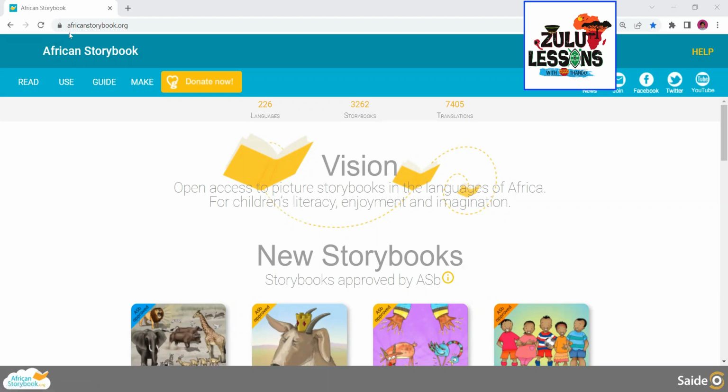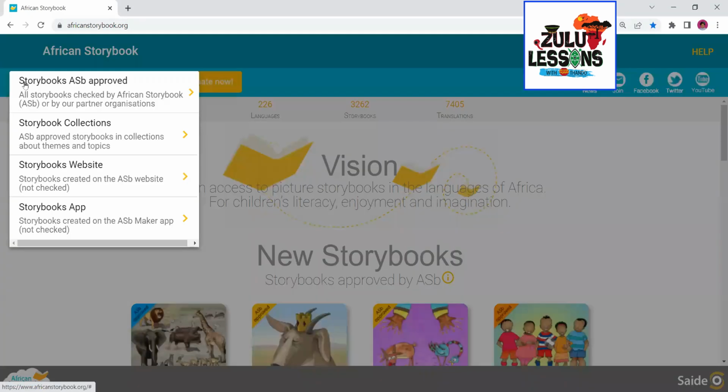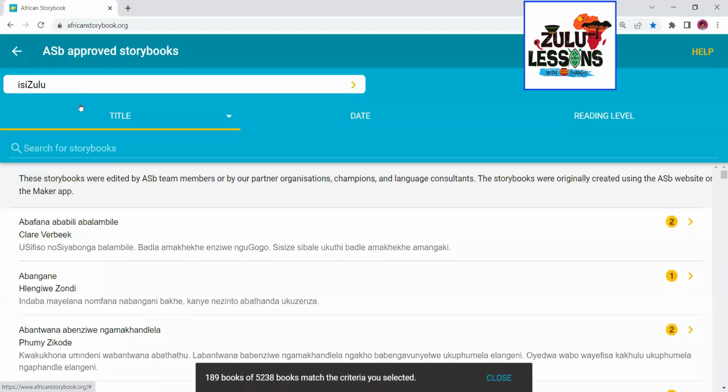When you get to this website, so africanstorybook.org, then you click here on read and only go to this storybooks, ASB approved. Don't go to the others because sometimes there are stories that have incorrect grammar. So I think those ones have not been approved and they have not checked them. So for the correct grammar and translations, you click on the approved storybooks, and then mine already is on isiZulu.